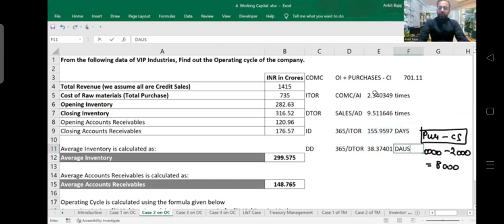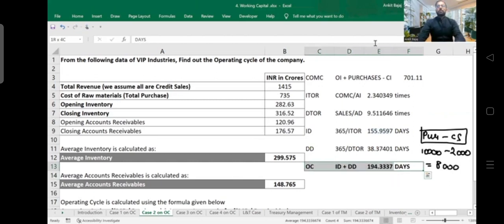Now what is going to be the operating cycle? The operating cycle formula is going to be inventory days plus debtor days, right? So if I do the total here, it is going to be 194 days, right? Do you understand? This is how we have to calculate the operating cycle.